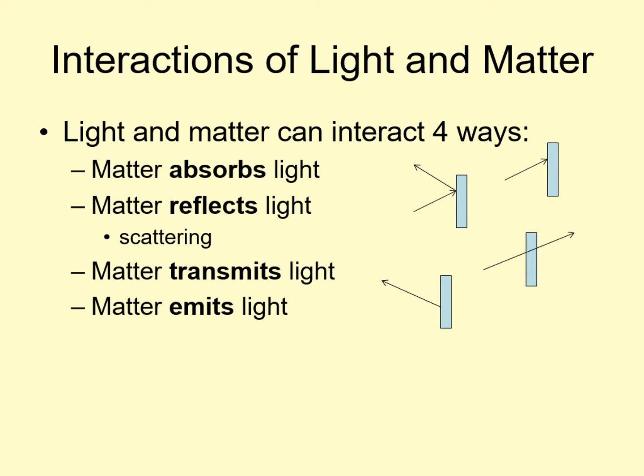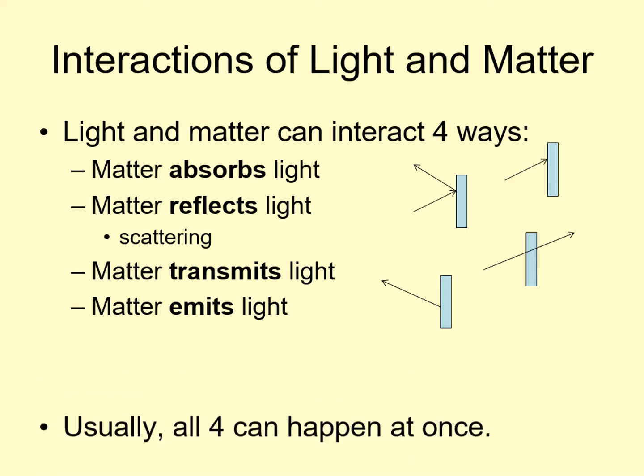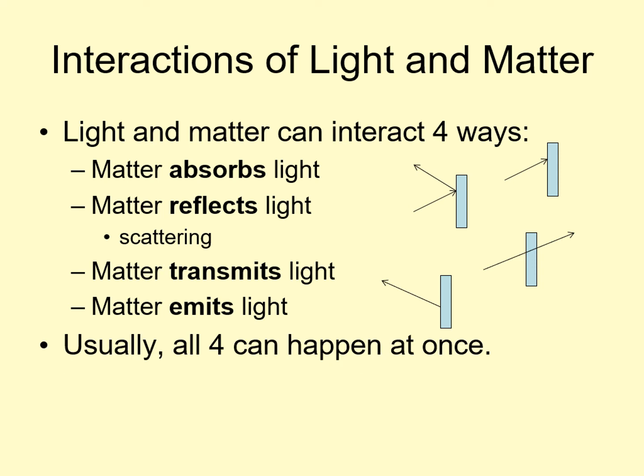Most matter does more than one of these at a time. In fact, if you look over the entire electromagnetic spectrum, you'll find that most things can do all four. For example, a person absorbs and reflects visible light, with different amounts of absorption at different colors. But we also transmit X-rays. That's why an X-ray machine can see through us. Finally, we emit infrared light. We'll see why shortly.